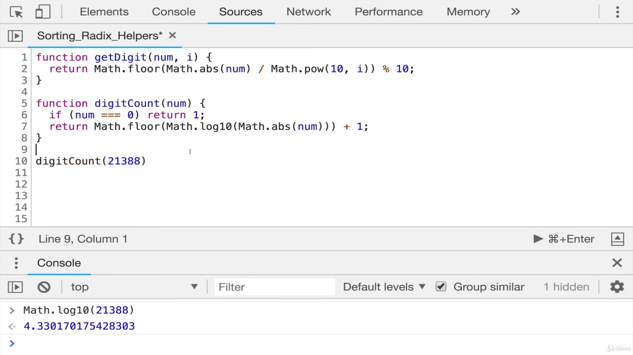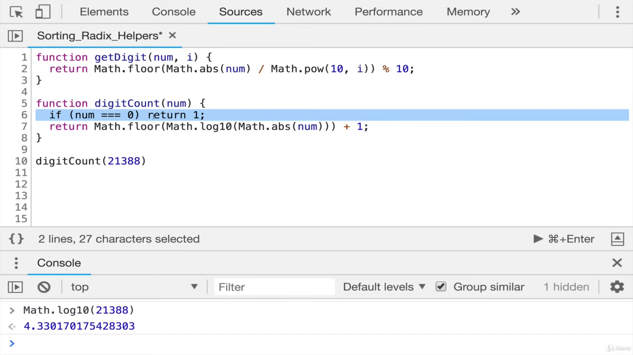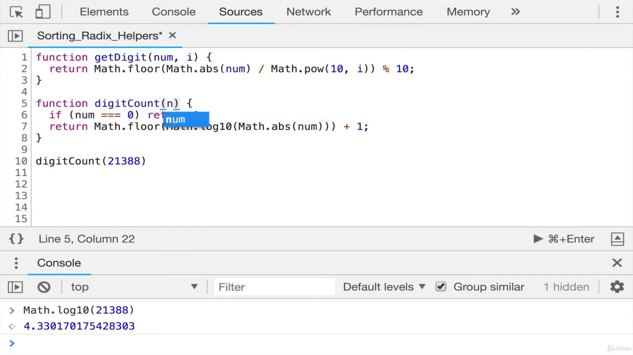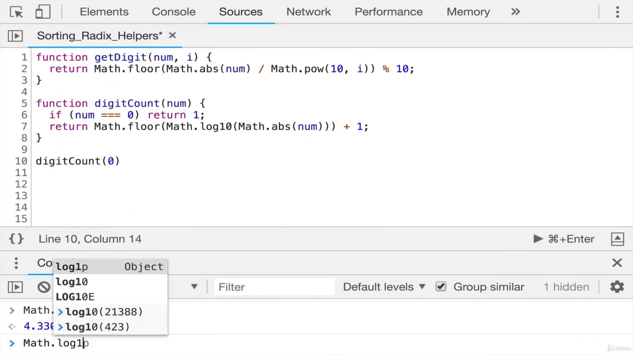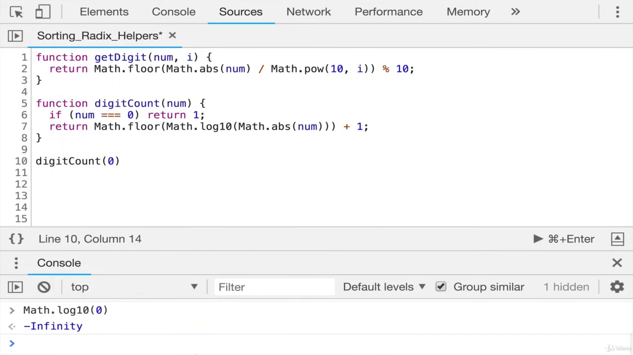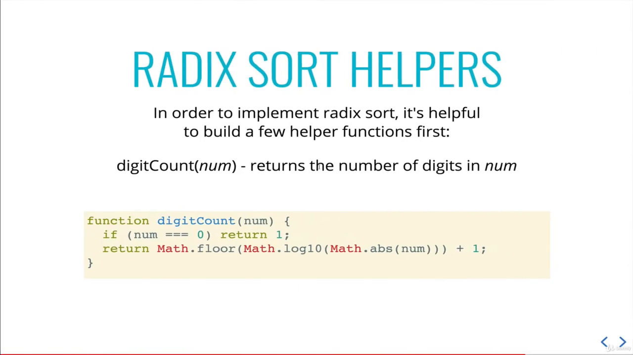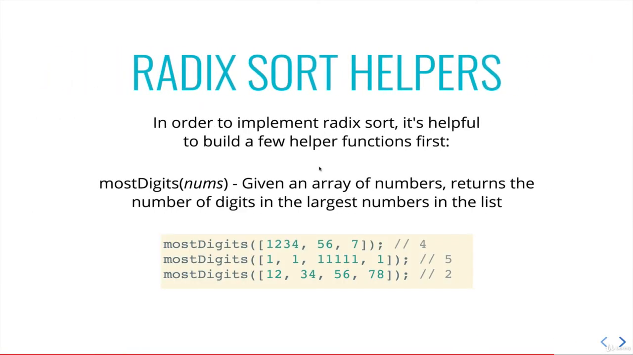So digit count, the only special case is if num is 0. If somebody passes in, well, not there, but if we did this, this is a 1-digit number. But the problem is that if you try to do math.log 10 of 0, we get negative infinity. That's not what we want. So we have to add this special case in. Okay, that's digit count. And then our last method we need is called most digits.